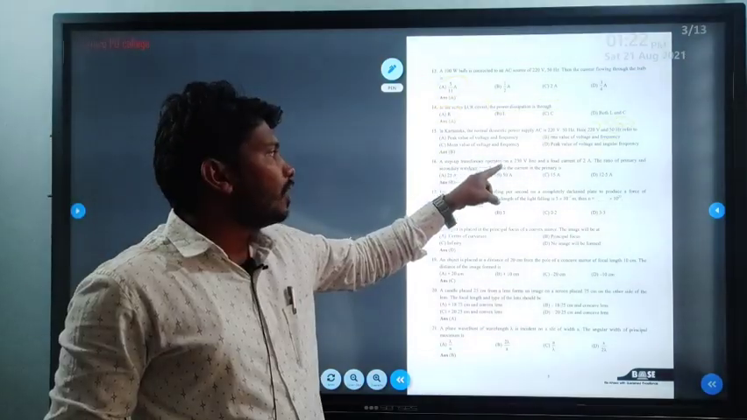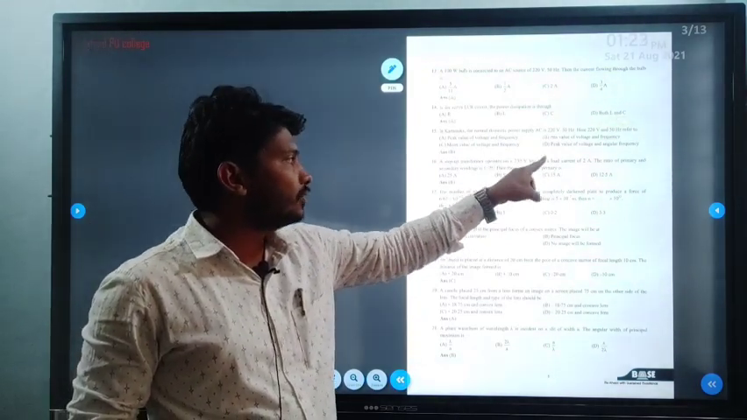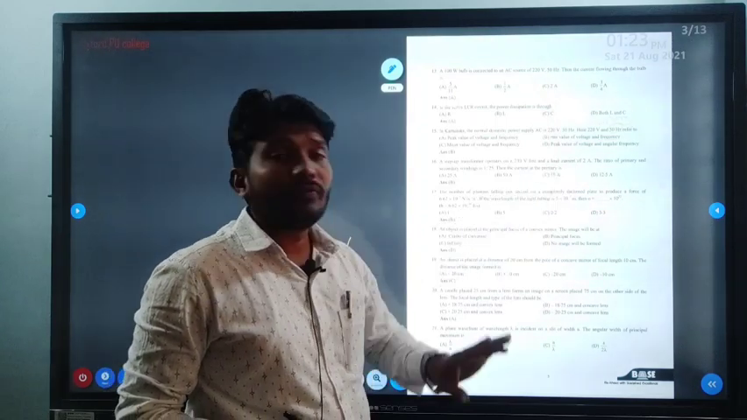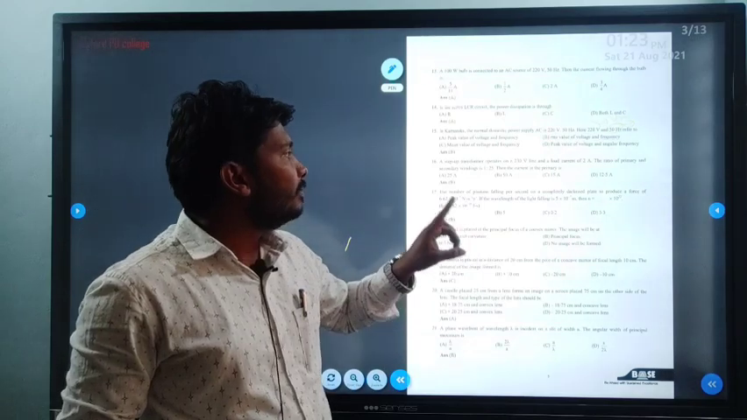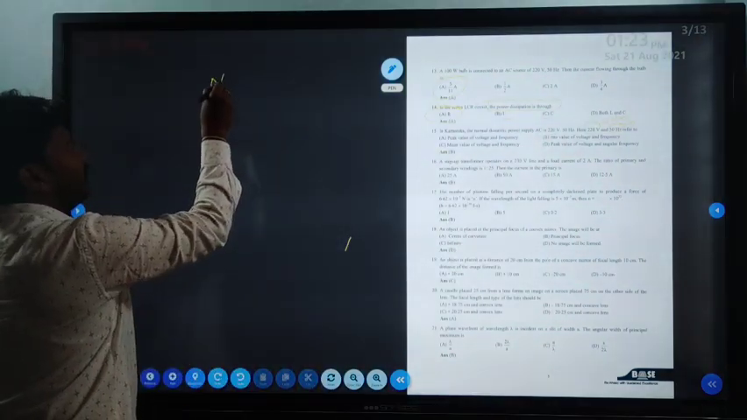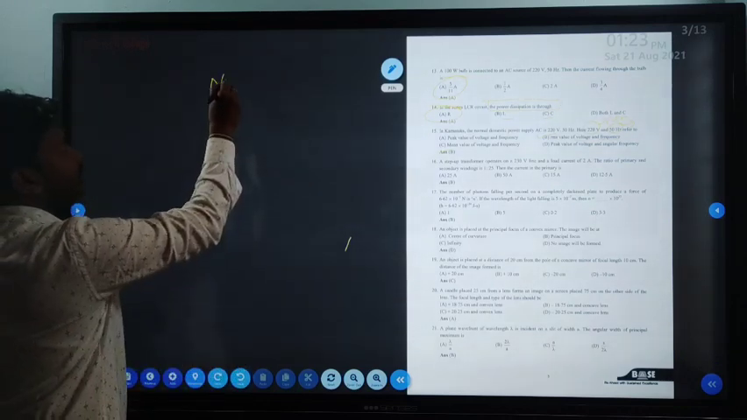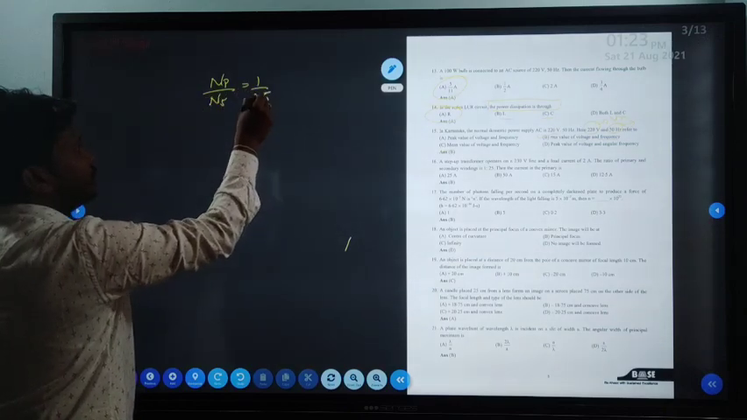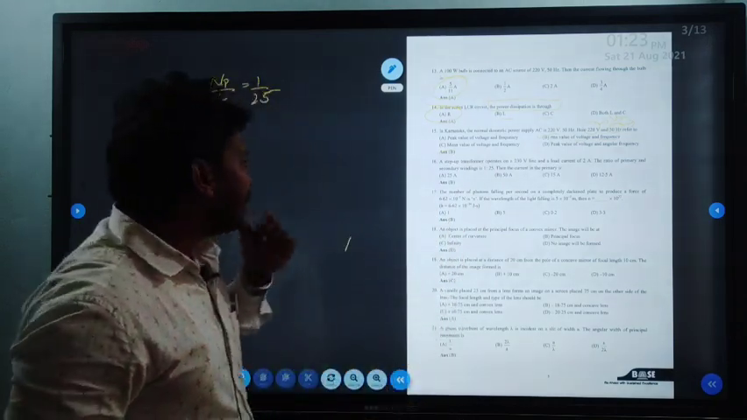Step up transformer operates on 230 volt. Look at here, step up transformer operates on 230 volt line on a load current of 2 ampere. So load current value is 2 ampere. The ratio of primary and secondary winds is 1:25. Number of turns in primary and secondary is 1:25. Then current in the primary coil is I of P divided by I of S.